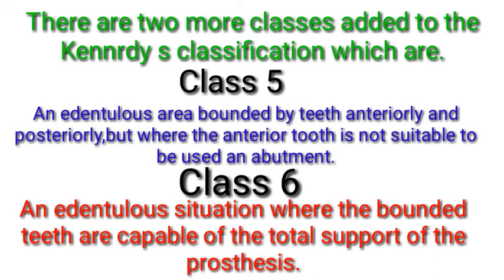There are two more classes added to Kennedy's classification, which are Class 5, an edentulous area bounded by teeth anteriorly and posteriorly, but where the anterior tooth is not suitable to be used as an abutment. Class 6, an edentulous situation where the bounded teeth are capable of the total support of the prosthesis.